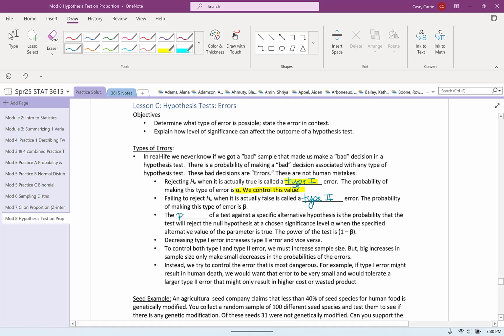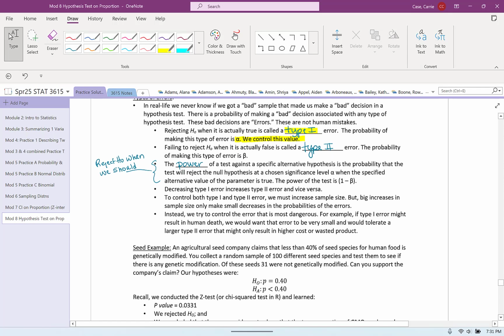And then the power of the test against a specific alternative hypothesis is the probability that the test will reject the null at a chosen significance level, alpha, when the specified alternative value of the parameter is true. And the power of the test is 1 minus beta. What we're really saying is the power of the test is the probability, or the chance, of rejecting Ho when we should. So it's a correct decision.